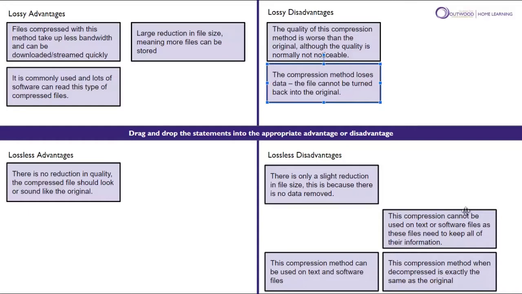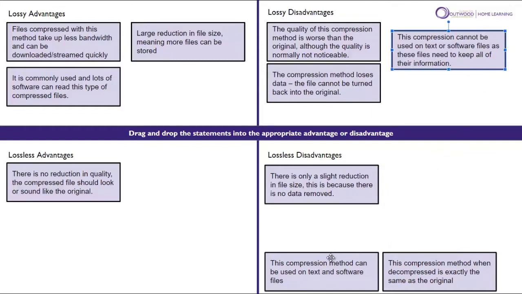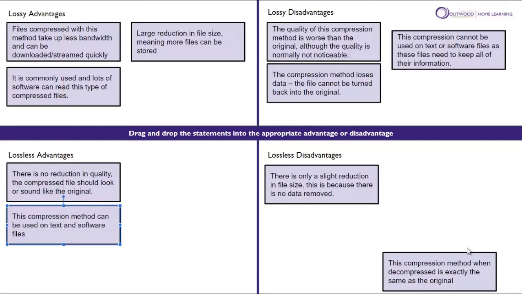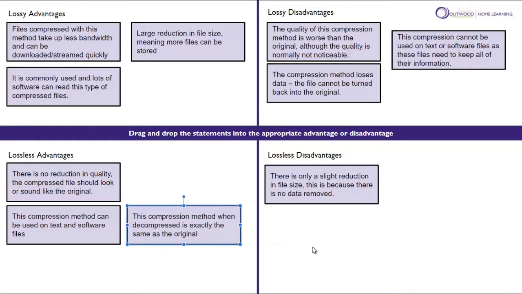So lossy removes data, so it will be removing words or whatever from a text file. Therefore it's a disadvantage and we can't use lossy compression on text files. This compression method can be used on text and software files, so lossy can't use it. Guess what? Lossless can, and therefore it's an advantage. And then last but not least, we've got this compression method when decompressed is exactly the same as the original. And that will be lossless because nothing is removed from the file, therefore you can get it back to the original. And there we have it, our advantages and disadvantages of lossy and lossless compression.